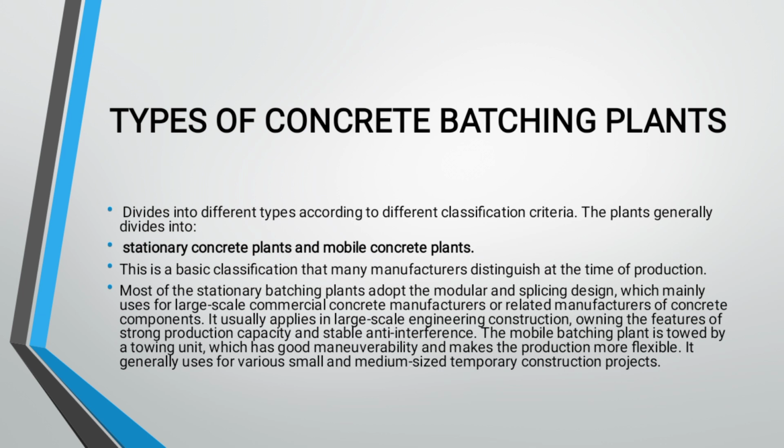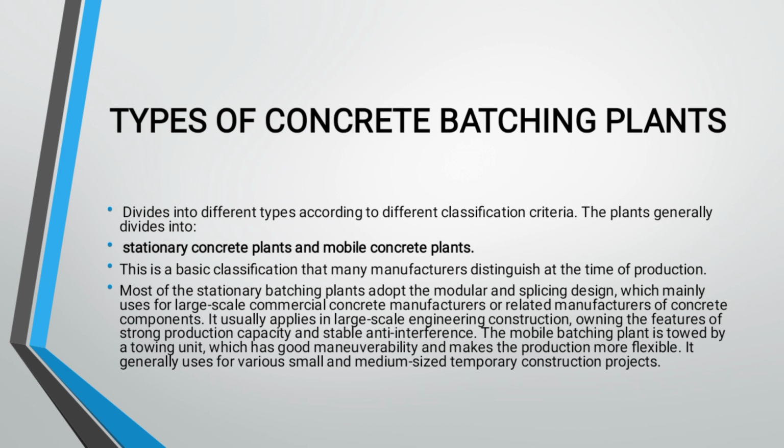First one, we have the stationary concrete plant and the mobile concrete plant. Stationary concrete plants are basically used for large-scale commercial concrete manufacturers, and they are permanently installed on the site. For example, on those sites that do precast concrete, those plants are permanently installed and they cannot be moved from one place to another.